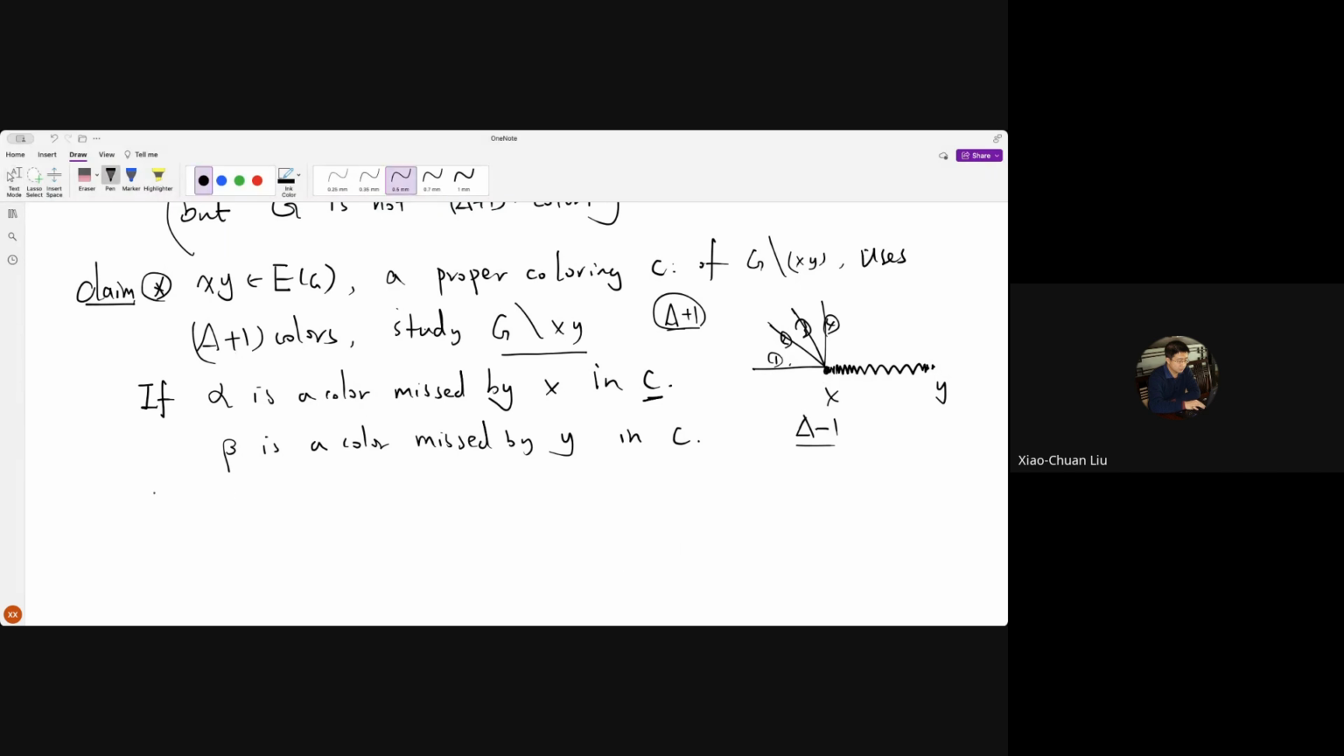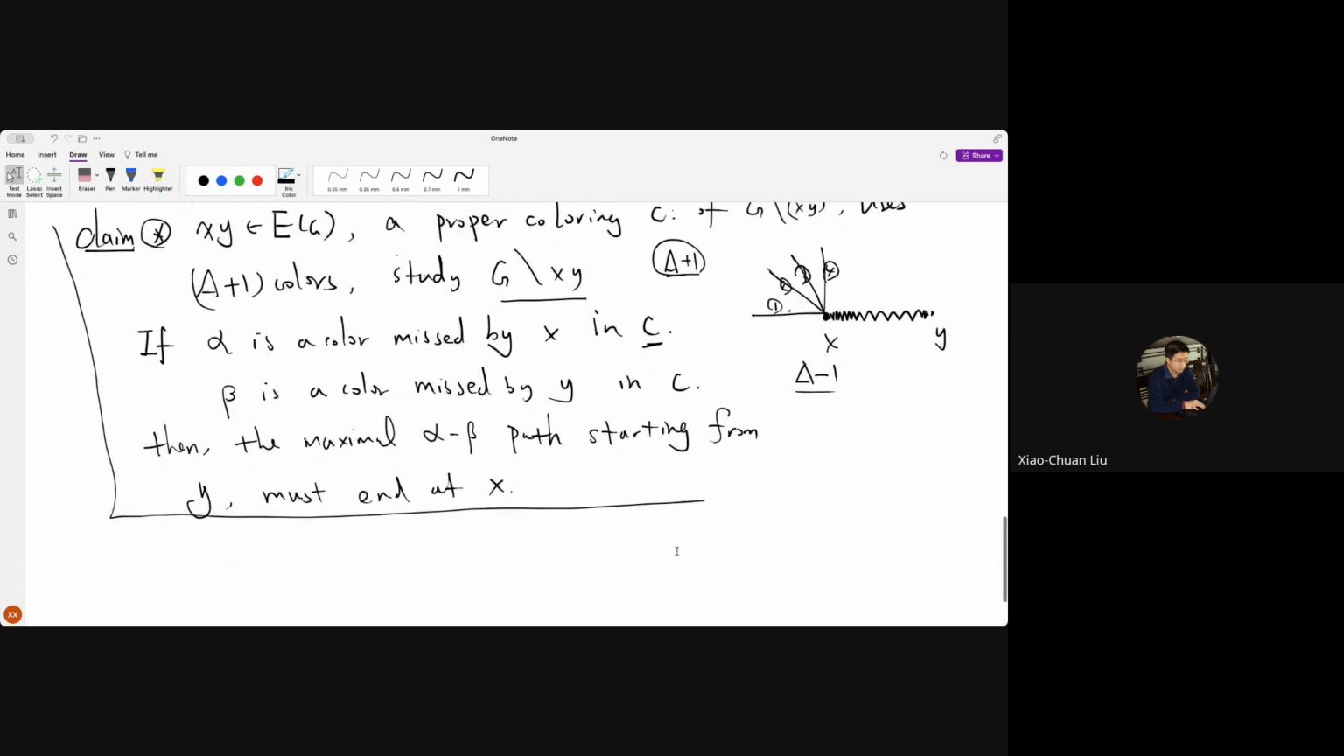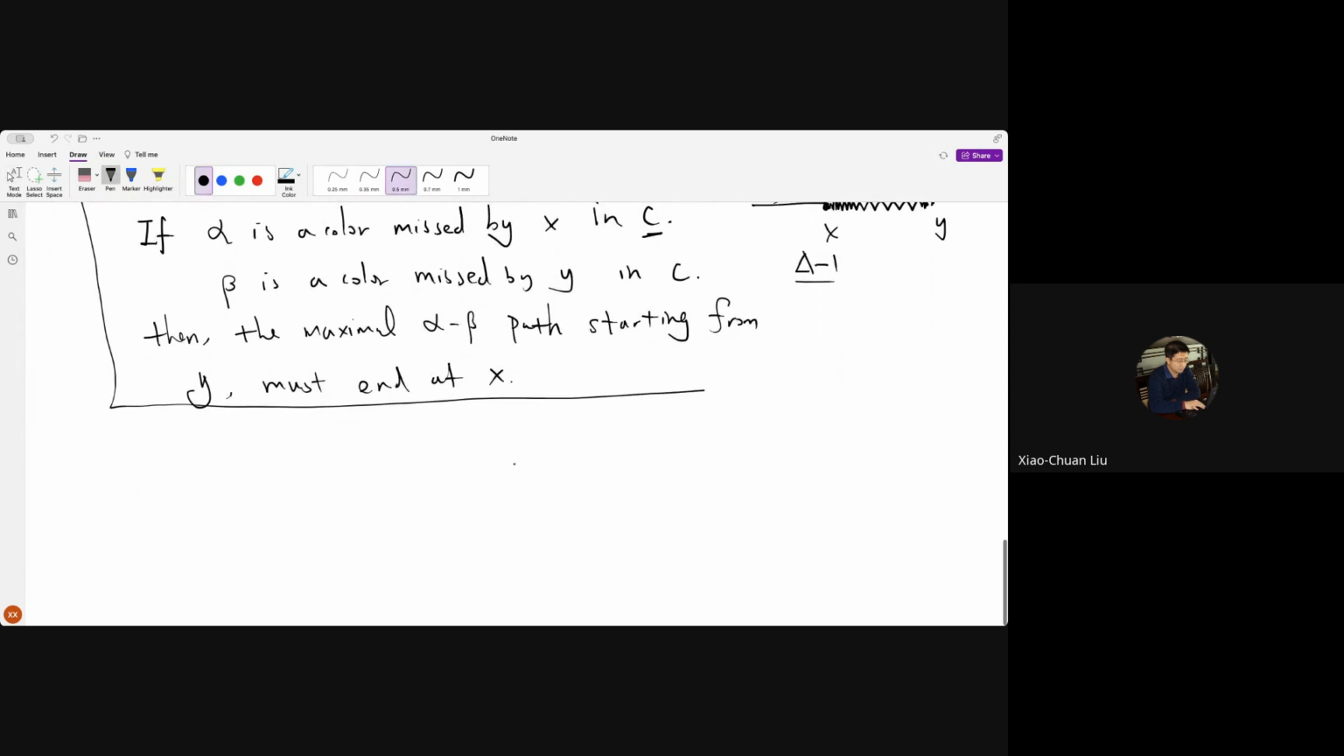Then the maximum alpha beta paths, starting from y, must end at x. So this is a kind of long claim. Is it okay? I'll try to draw a lot of pictures.